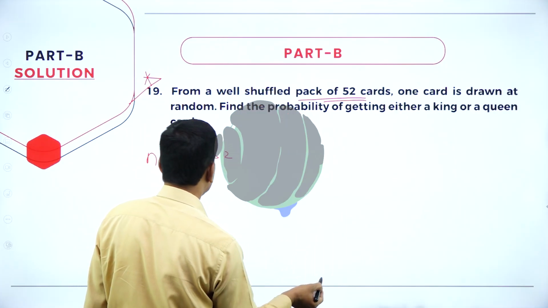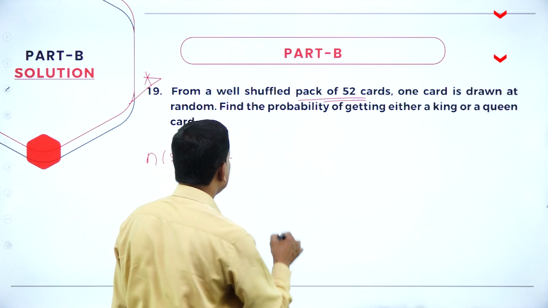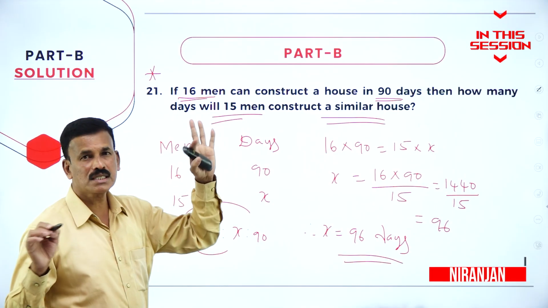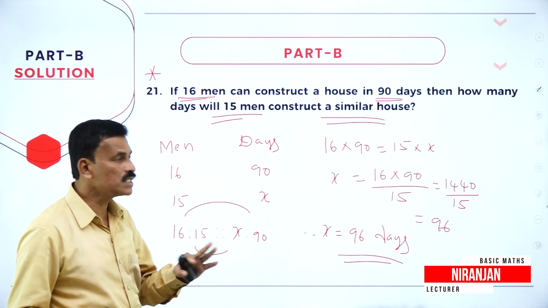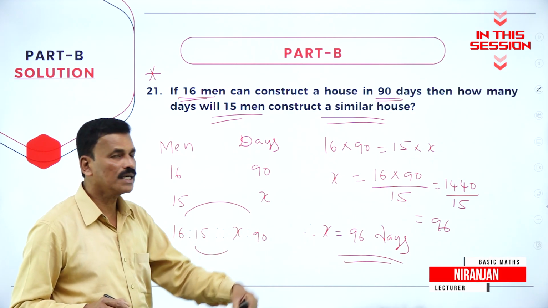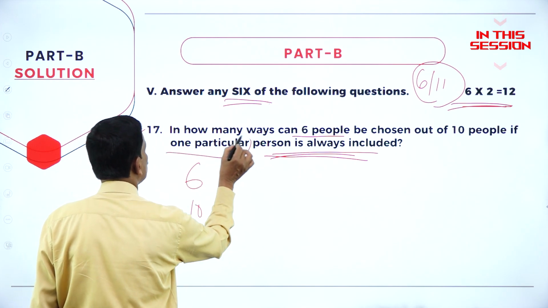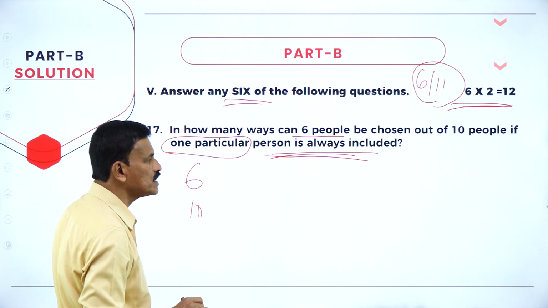One card is drawn at random. Find the probability of getting either a king. 16 men can construct a house in 90 days, means 15 men can construct the same house in 96 days. So one particular person is always included.